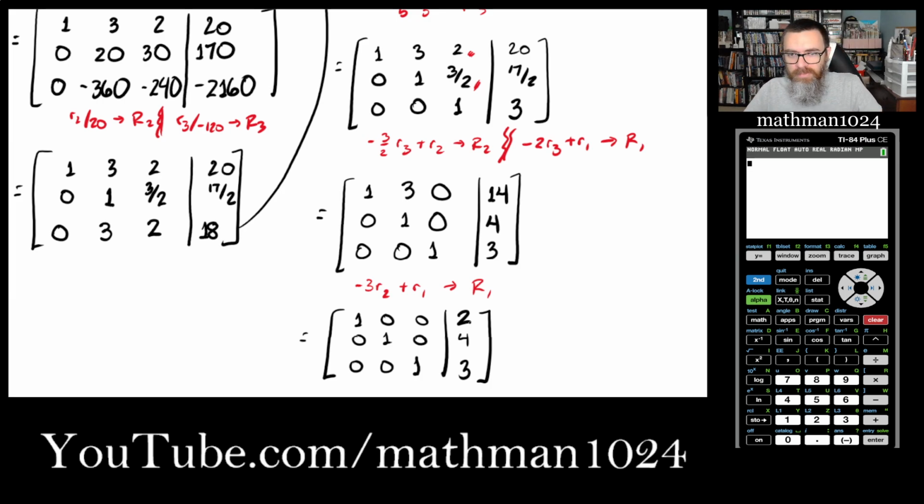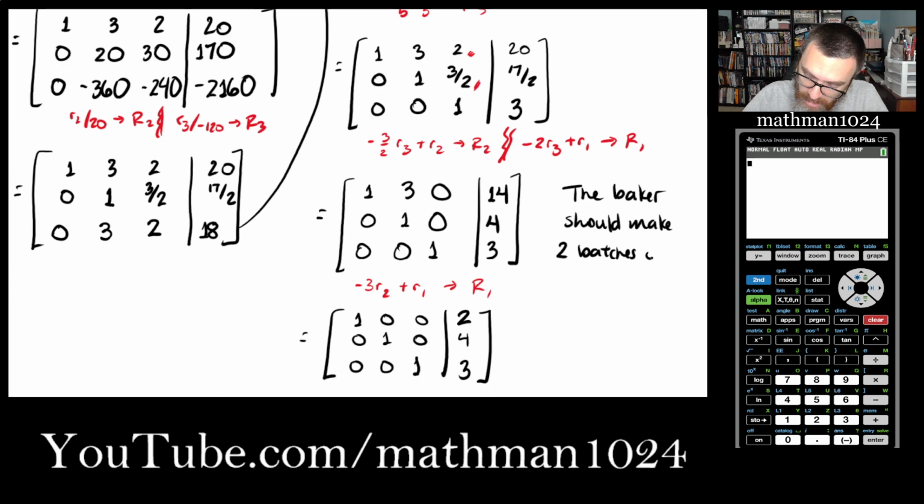So we did all this to find out what x, y, and z were. But remember, x, y, and z were representing something real to us, right? So the question here is asking how many of each type of dessert should be made. All right, so from here, that means the baker should make two batches of cookies, 4 cakes, and 3 pies.